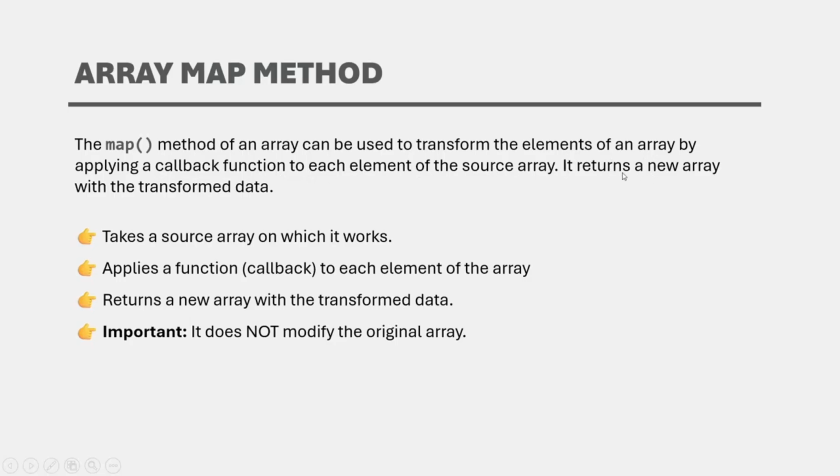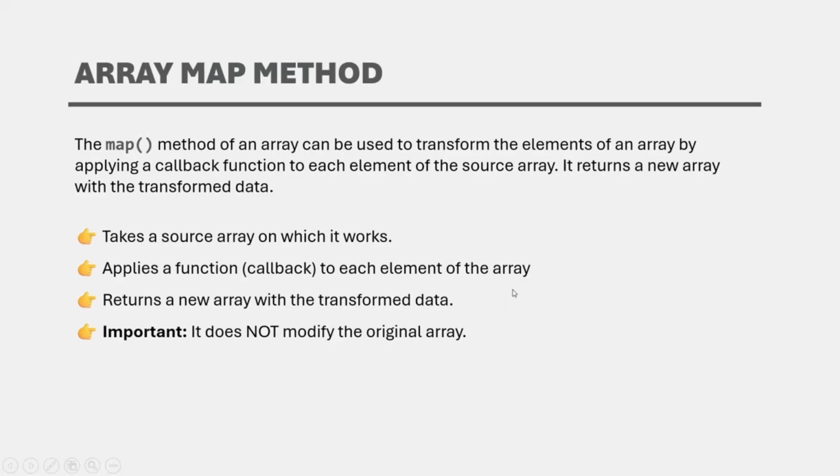And it returns a new array with the transformed data. And just now we solved that with an example. So the map method takes a source array on which it works. It applies a callback function to each element of the array. The map method basically loops over each element of the array, and on each element it applies the logic which we write inside a callback function. Finally, it returns a new array with the transformed data.